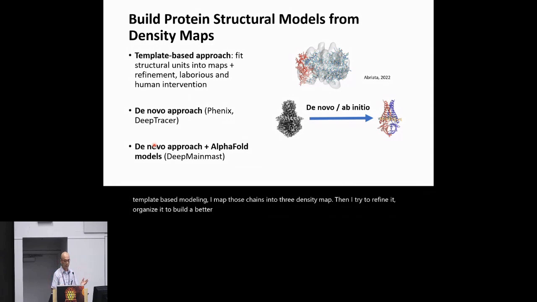That's the widely used method. Another approach is called the de novo approach. That is, I only use the density map as input, nothing else, and I try to build a protein structure. How well can we do that? Of course, you can also combine the de novo approach with predicted structures together to try to build better structures. So today I'm going to talk about the de novo approach.